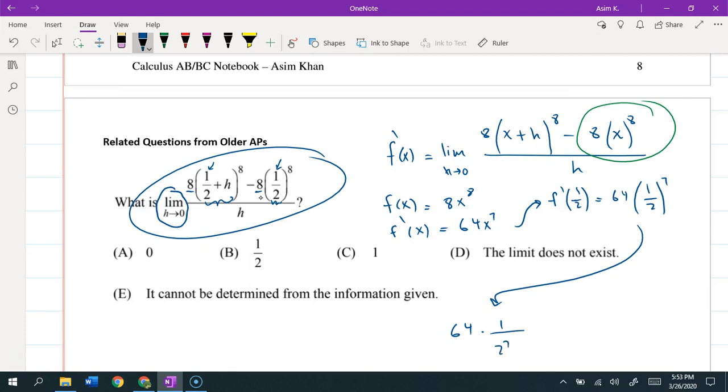I know that 2 to the power of 5 is 32, 2 to the power of 6 is 64, and 2 to the power of 7 must be 128. So this is 64 over 128, and that is going to give you the answer of a half. If you use L'Hopital, it would certainly work for you, and that's why I really recommend being familiar with how to work with these problems in both respects.